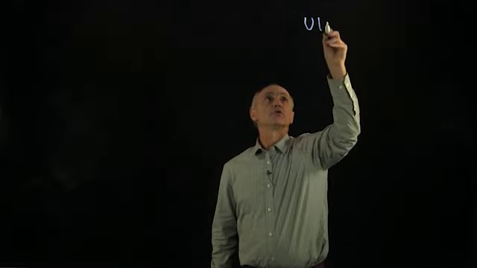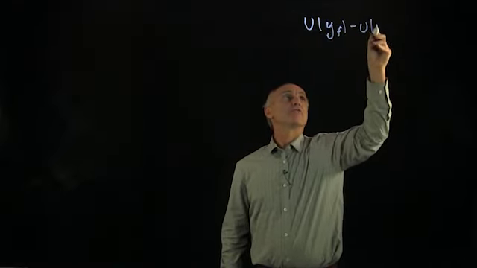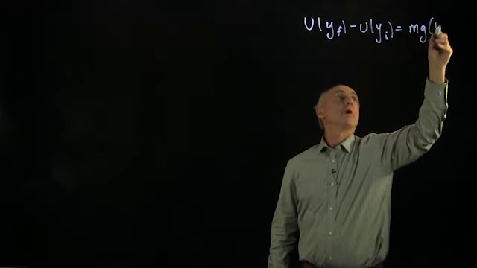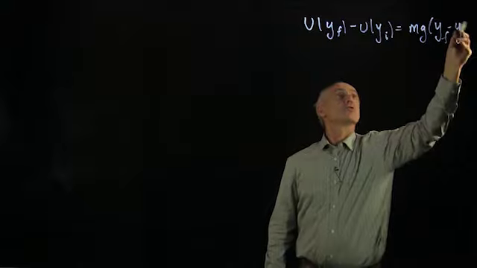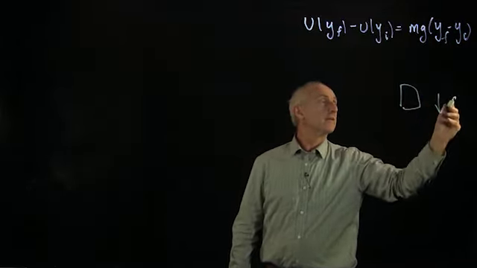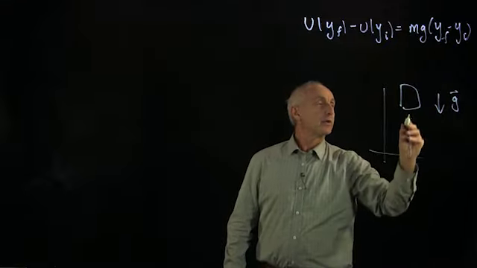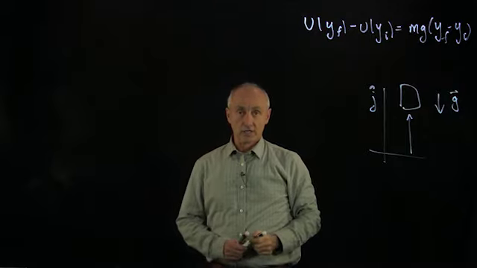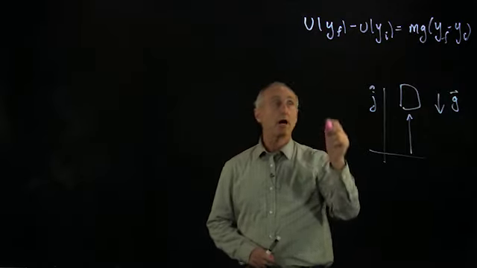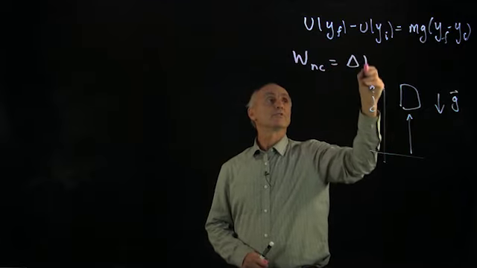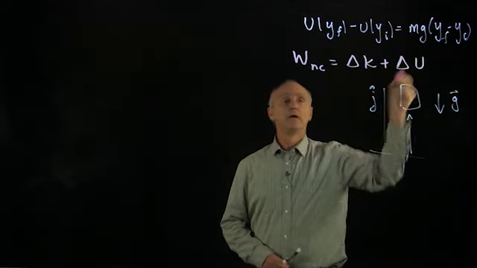Now that we've calculated the change in potential energy between some initial and final heights for the gravitational problem, mg(y final minus y initial), for this conservative force of gravity, and we had our coordinate system like that, we were able to calculate the change in potential energy. And remember, our theorem is that non-conservative work equals delta K plus delta U.